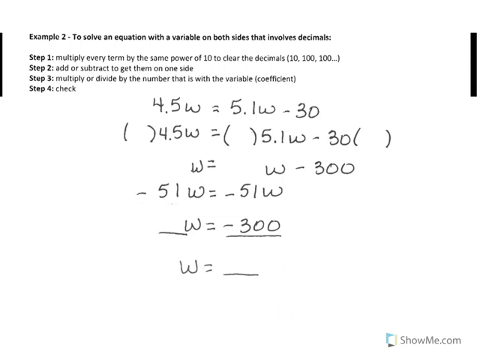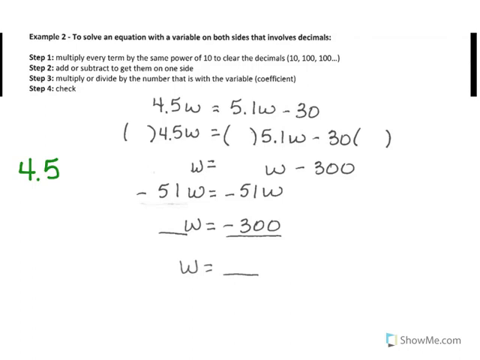Example 2, we're solving equations where we have decimals with the variable. And again, this could be on the same side of the equal sign, or they could be on opposite sides. Step 1 says that we will multiply every term by the same power of 10 to clear the decimal. So that means we will multiply by 10, 100, 1,000, and so on. How do you know which one to use? We will determine that based upon the value of the decimal.